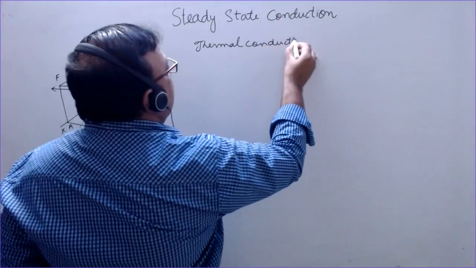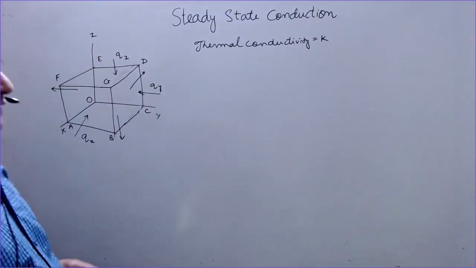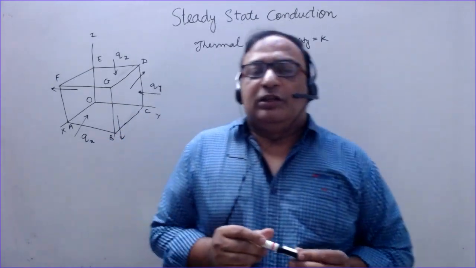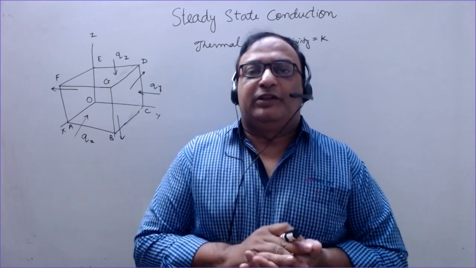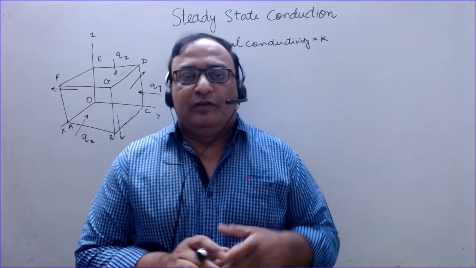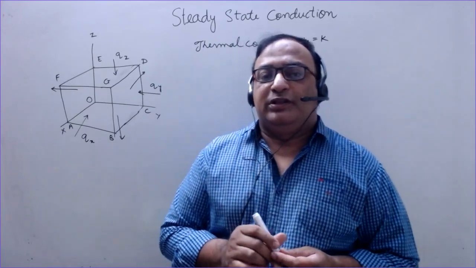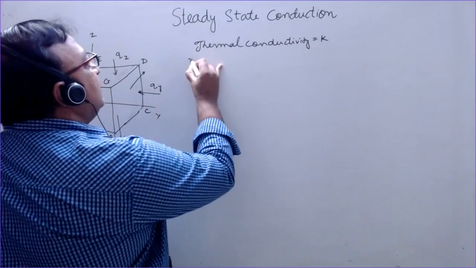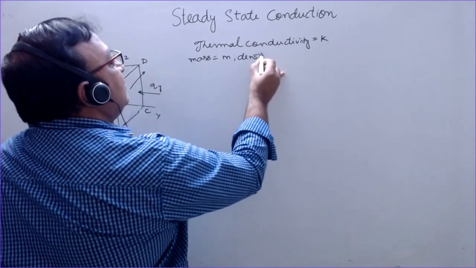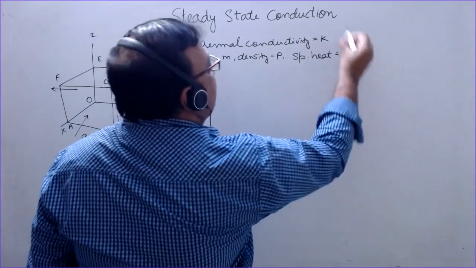of the substance is K, and we can assume this to be constant, although the thermal conductivity is varying with respect to temperature. That we will be discussing later on. How does it vary? So here, for the starting purpose, I am taking this to be variable, but later on we will assume this to be a constant. So mass of the element is m, density is rho, and the specific heat is C.